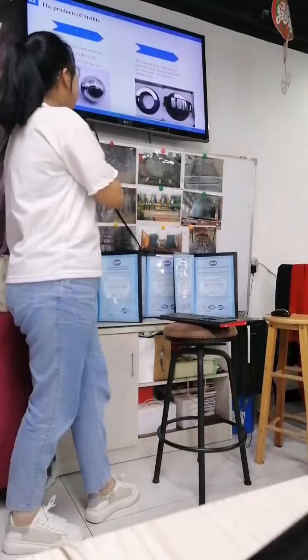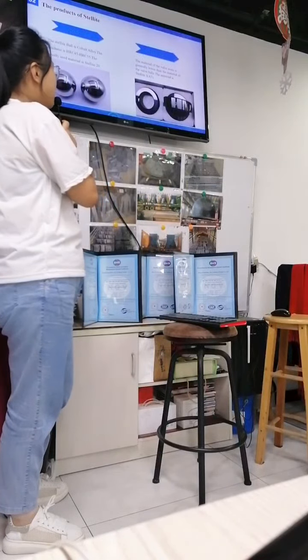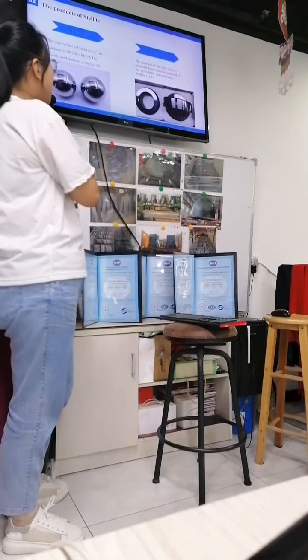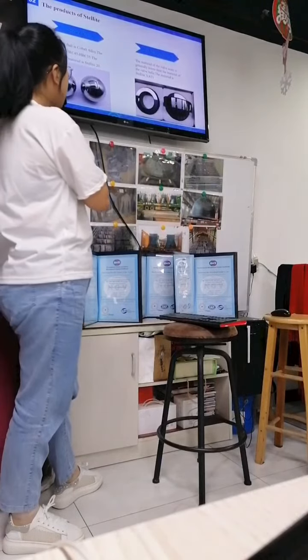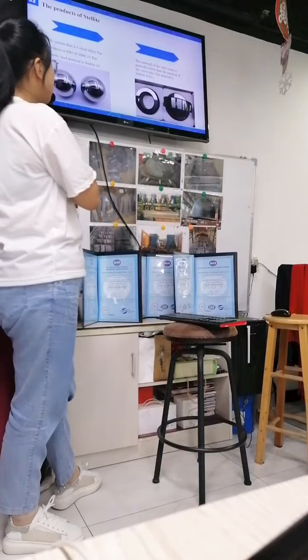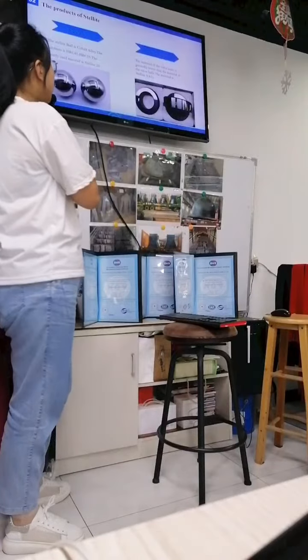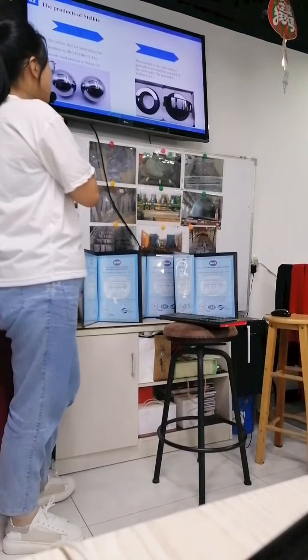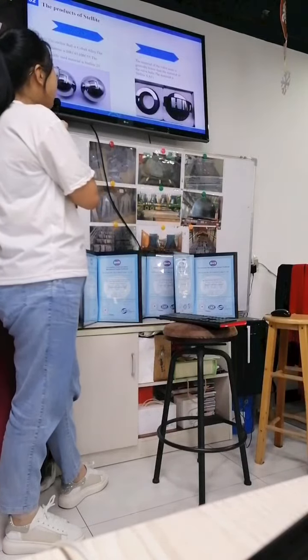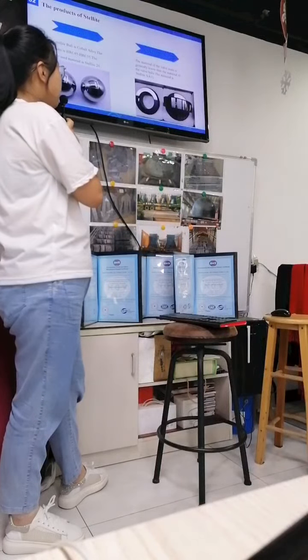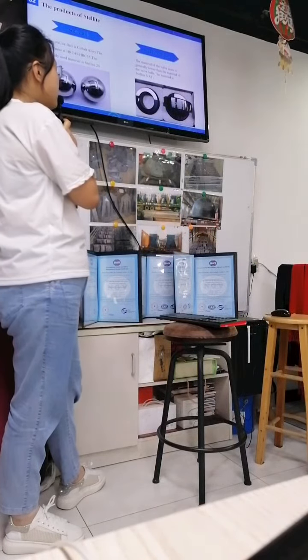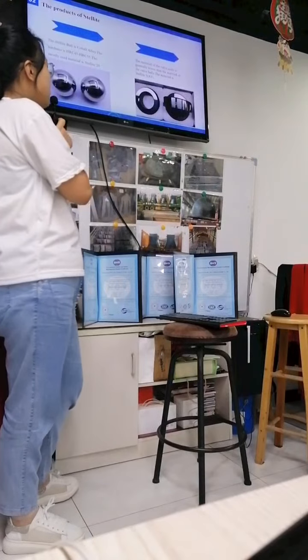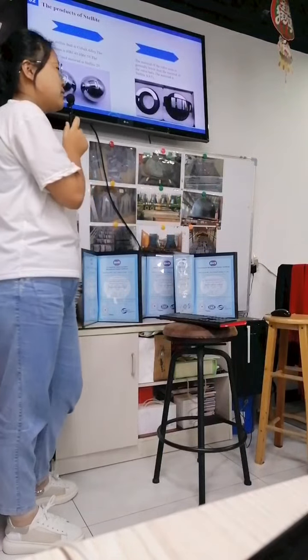Next, the products for C9 4 and 6. The first category is C9 4. The C9 4 is cobalt alloy. The hardness is HRC 45 to HRC 55. The most used material is C9 20.